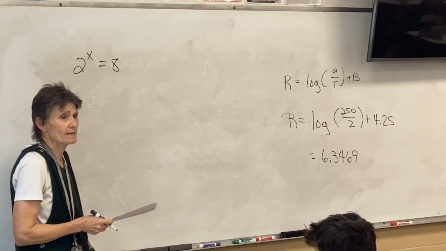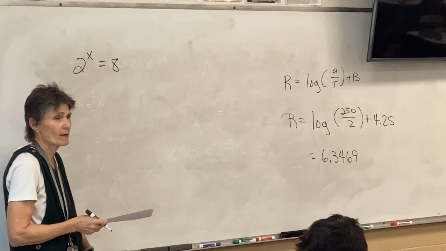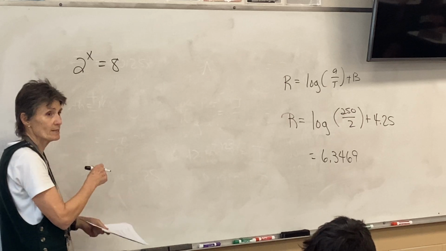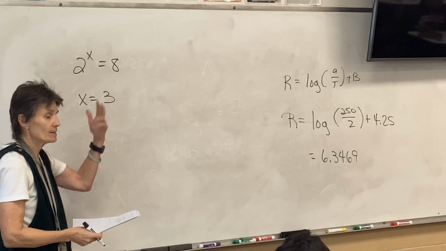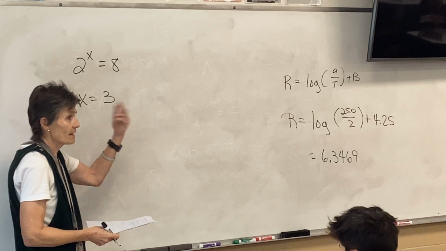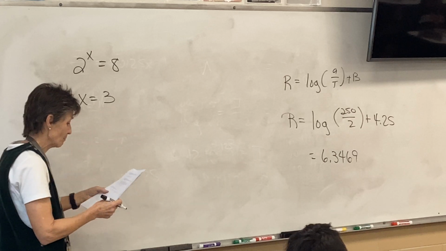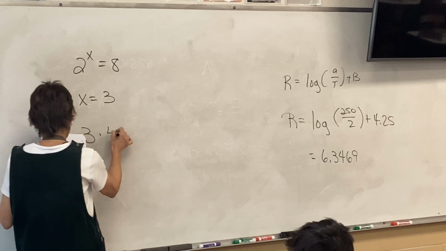All right, math, here we go. 2 to the x equals 8. I'm supposed to be solving this with no calculator. You know what the answer is? 3. I don't need a calculator. 2 to the x is 8, x has got to be 3. 2 cubed is 8.